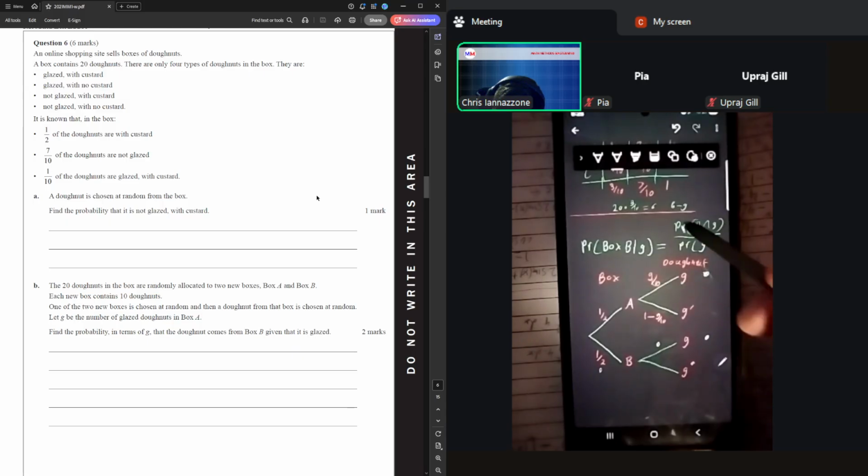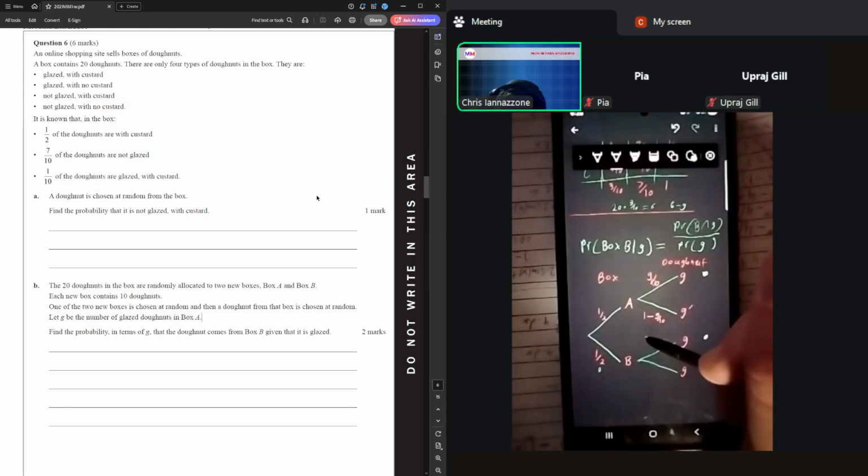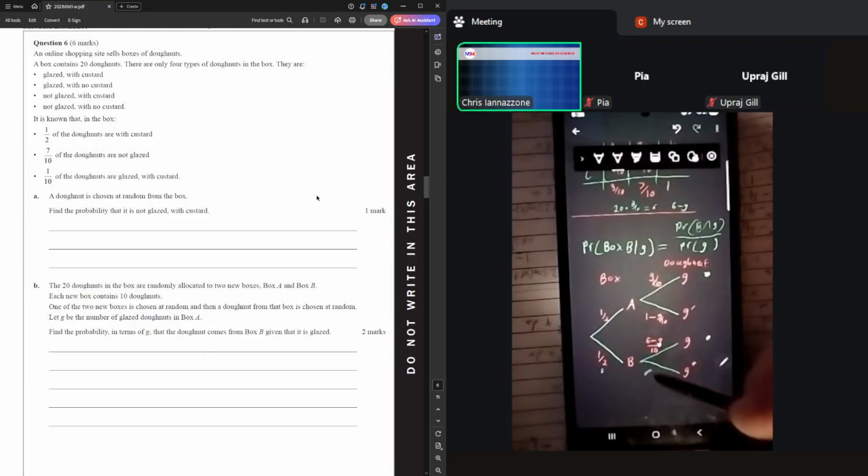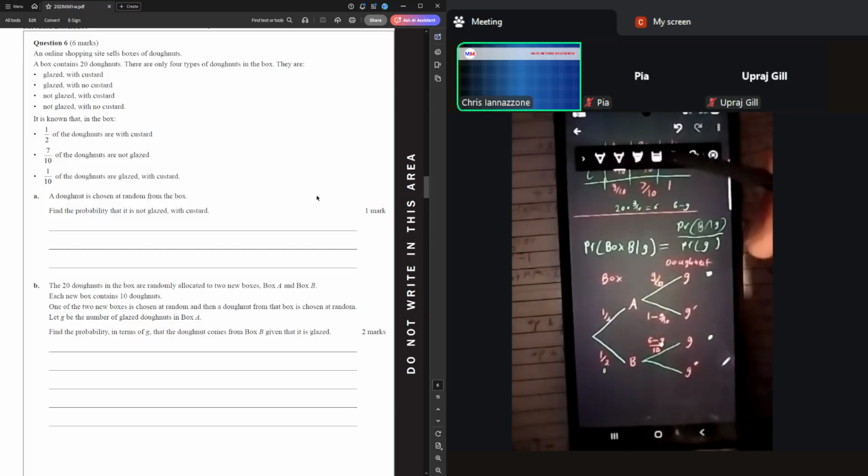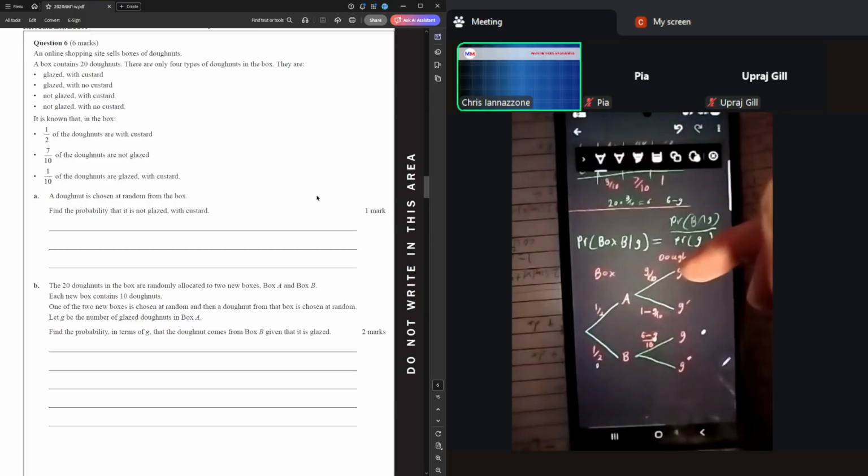Because, with that in mind, now we can just do the exact same thing we did over here, right? 6 minus G of them made it into here, so we have 6 minus G over 10, because there's still 10 donuts in each. We don't need to care about this, although we could find it pretty quickly, just 1 minus. And that's pretty much it.